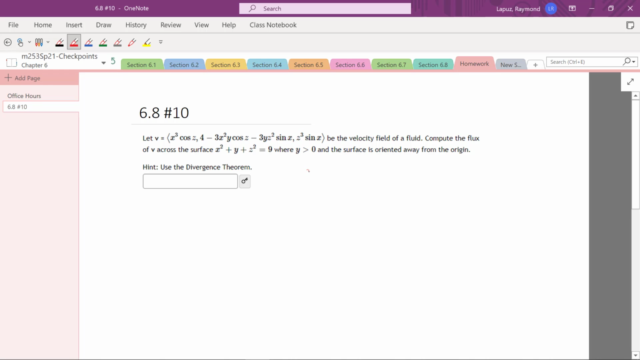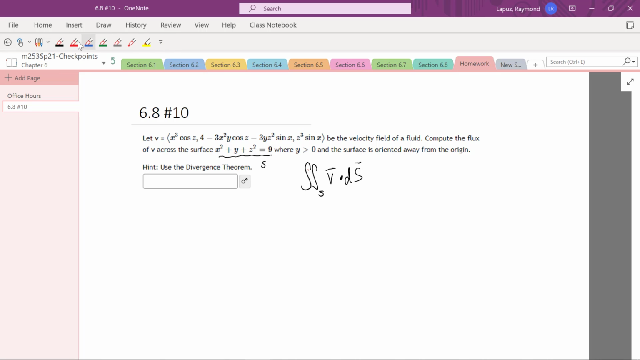So they want us to compute the flux of the vector field. So this is a double integral over the surface S of the vector field V, and the flux is associated with a V·dS, which means we need some way to parameterize and all that. But they want us to use the divergence theorem.